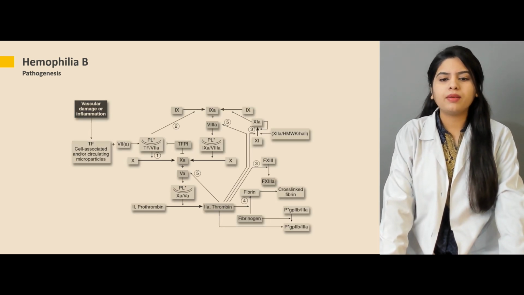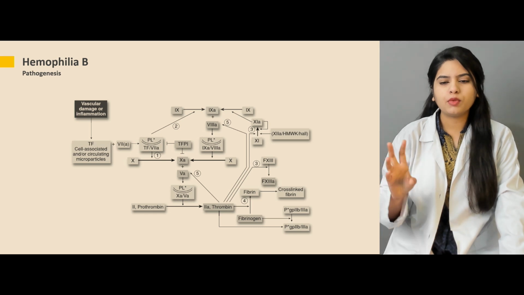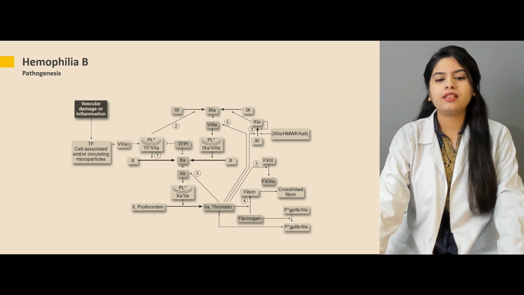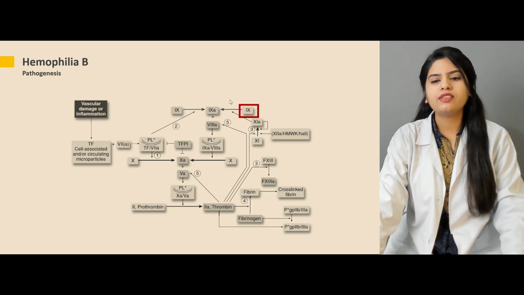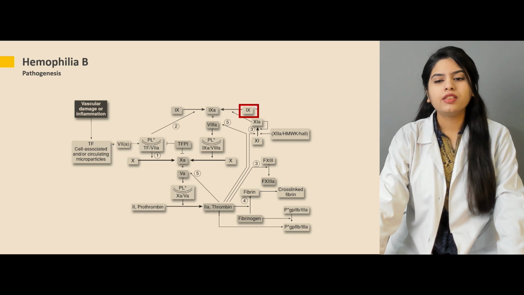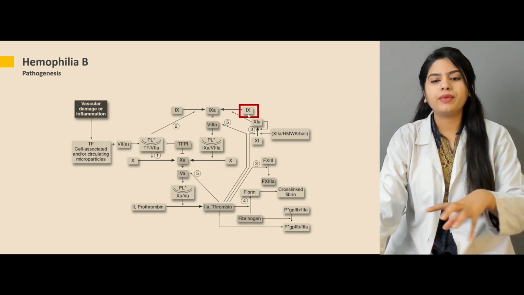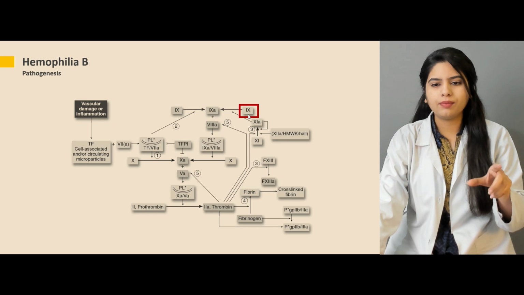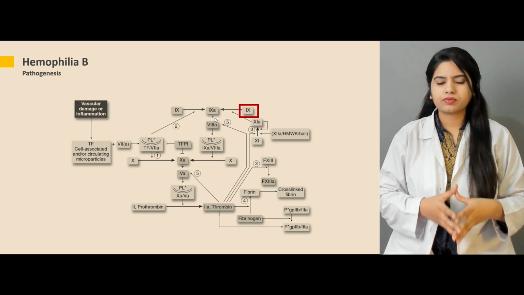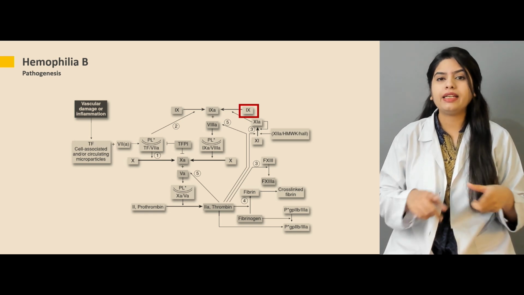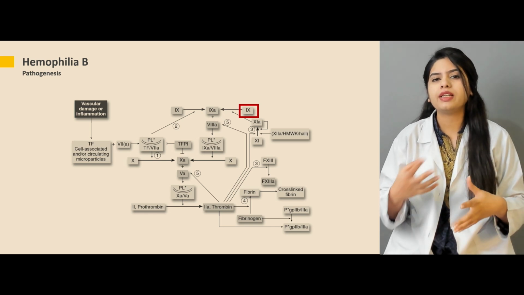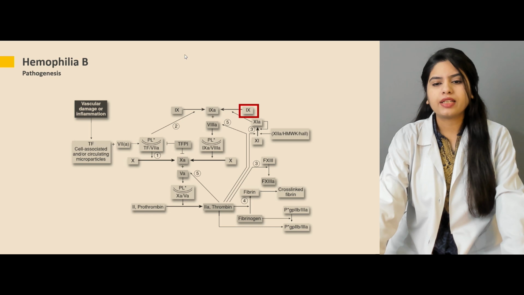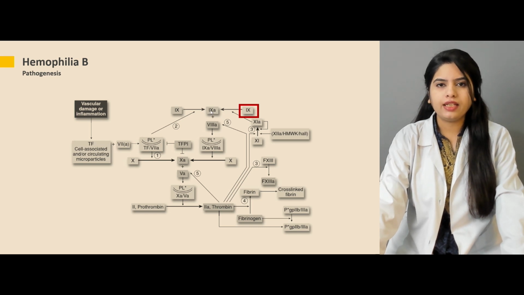Now, the same diagram that you have seen in hemophilia A, here you can see that when the patient is suffering from hemophilia B, then this factor is important, factor 9. Factor 9 is important again with factor 8 because factor 9 is going to activate factor 8. Along with factor 8A, it will be converted into a complex that is very important in the activation of factor 10. Now, you can see that factor 9 is activated into factor 9A.